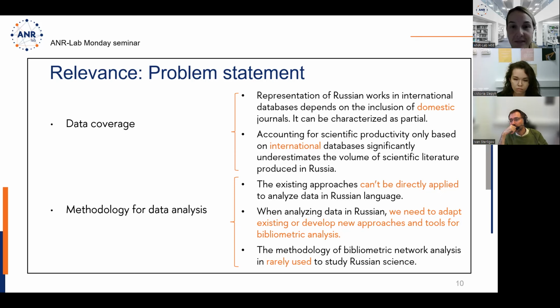And if we would not take into account this domestic literature and just would look at the scientific productivity only based on international databases, then we would underestimate the volume of scientific literature which is produced in Russia. So that's why it is important to be able to study this domestic literature as well. But when we talk about methodology, then the problem arises. The existing approaches, which we used before quite successfully, cannot be directly applied to analyze this data because this is in Russian language.